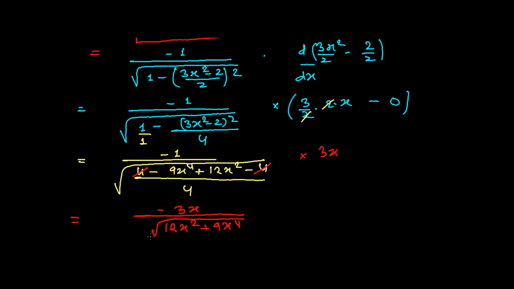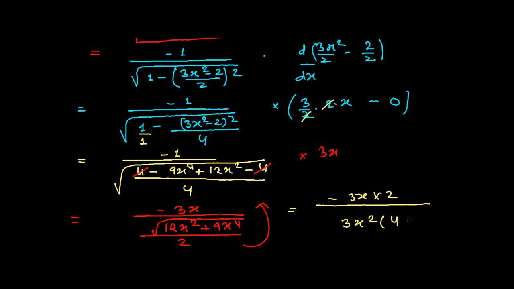Alright, and 2 will come outside, and this 2 we can put upstairs, so we will get 3 times 2, that will be minus 6x, and then divided by, or something like this you can do, it's minus 3x times 2. Alright, and now see, it's 12x square, right? So I can take from there 3x square outside, so I'll be left with 4, and then this was in minus, right? I'm sorry, so it is minus 3x square.